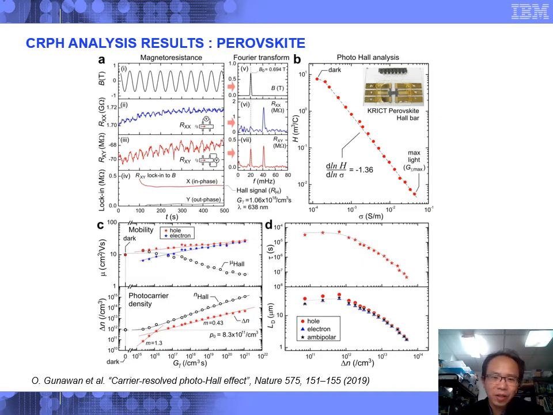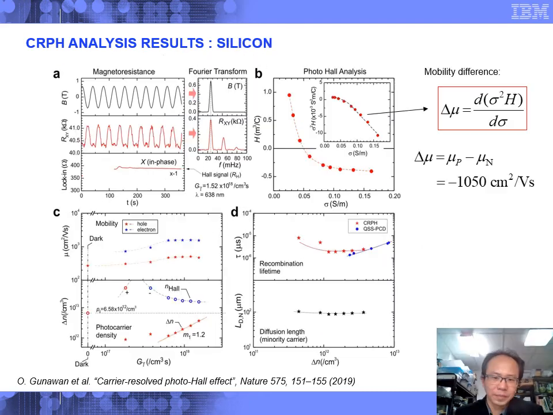On the top left panel is your raw photo Hall measurement data. On the top right is your Hall coefficient versus conductivity, and the bottom is the information of Hall electron mobility, photocarrier density, and lifetime and diffusion length as a function of either light intensity or carrier density. So this is exciting because you could finally uncover much more information.